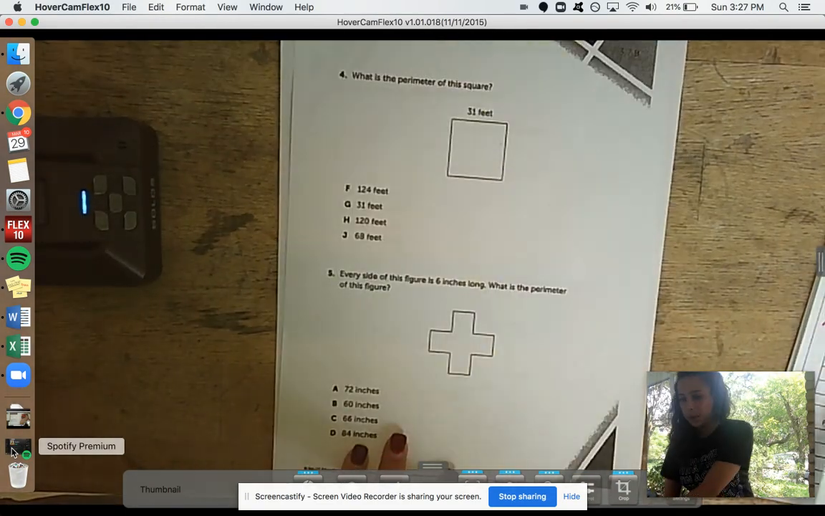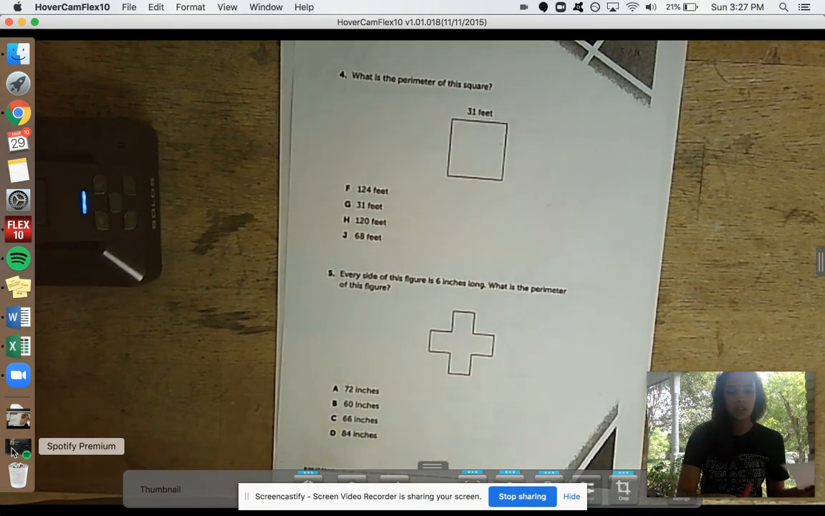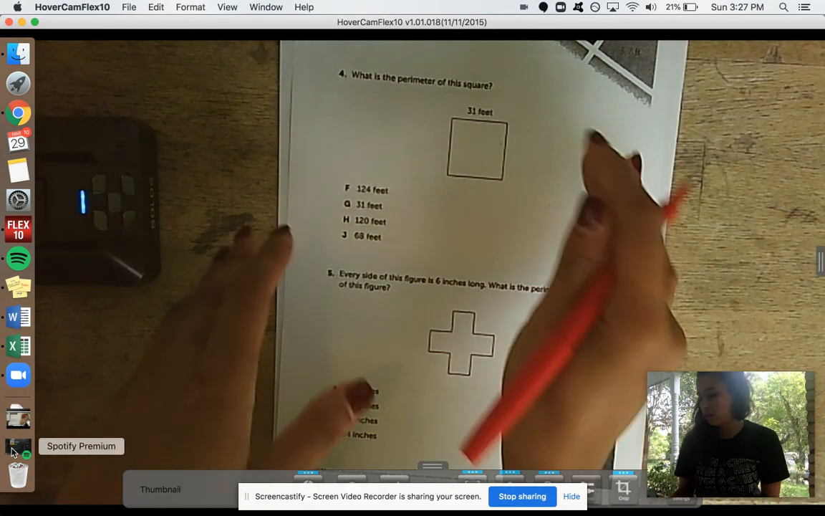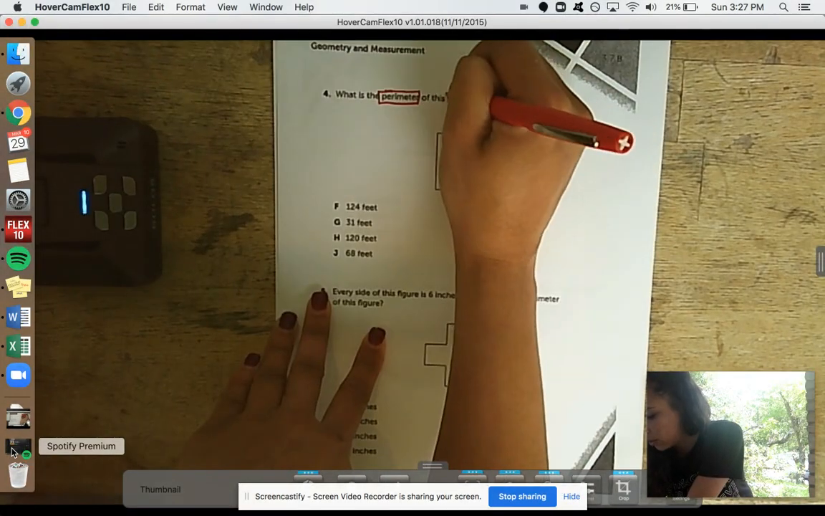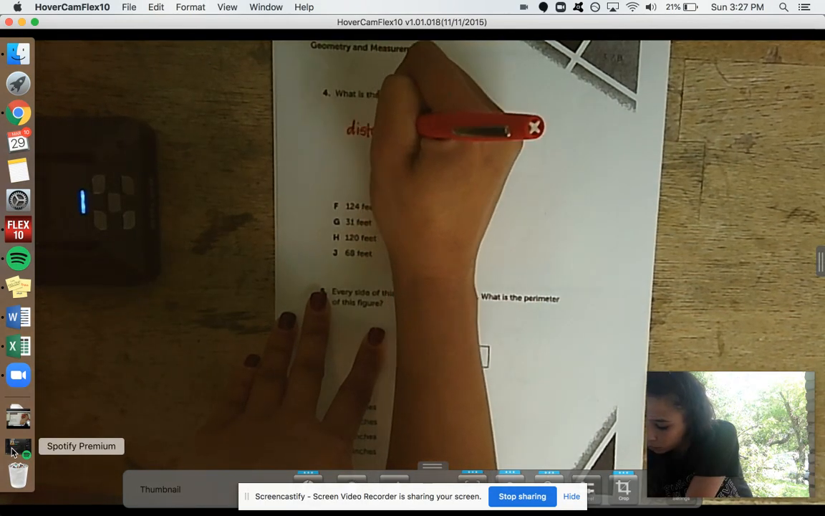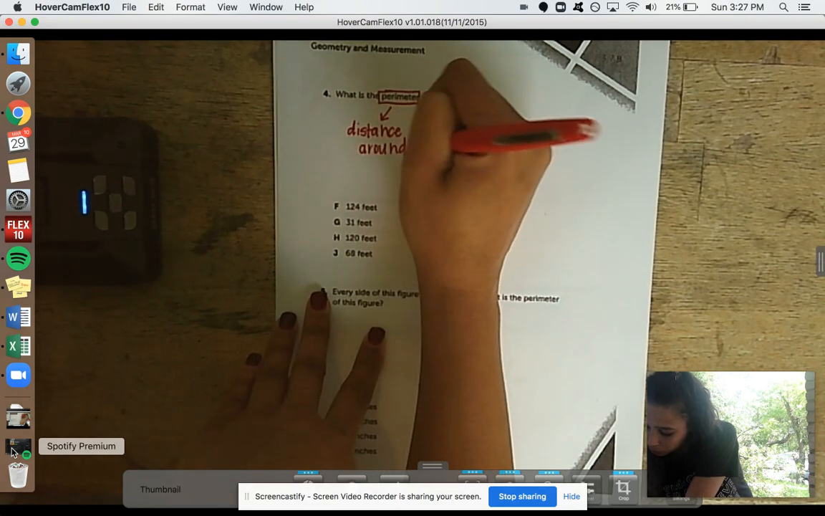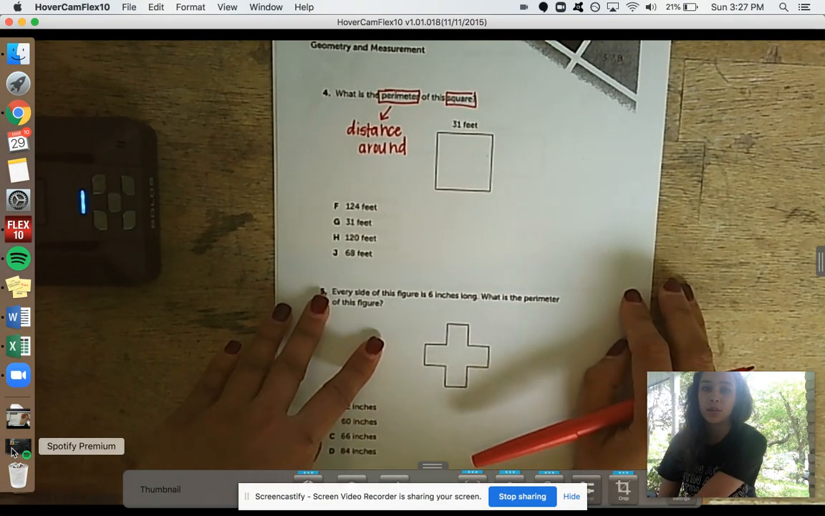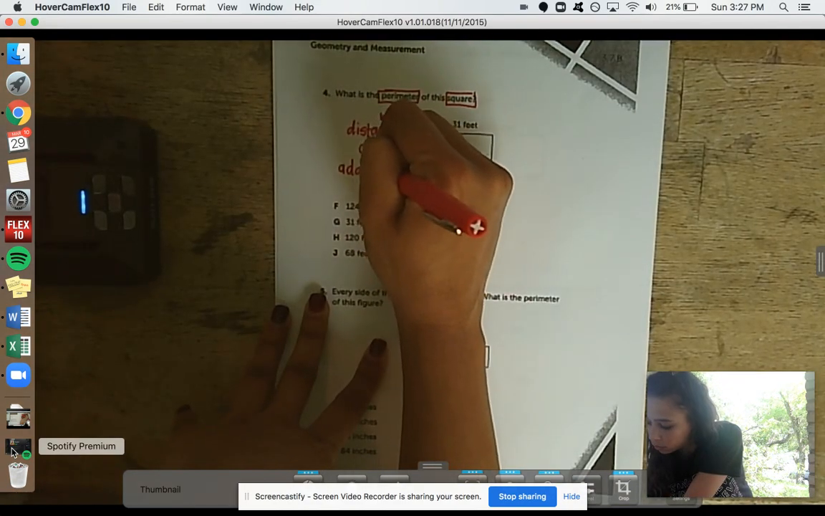Let's keep going. I do want to do number 4 with you because it's a little bit different. The question says, what is the perimeter of this square? I'm going to box in the word perimeter and square. So I know we're looking for the distance around the square. And I know we can find the distance around the square by adding all sides. So I'm going to make a note, add all sides.